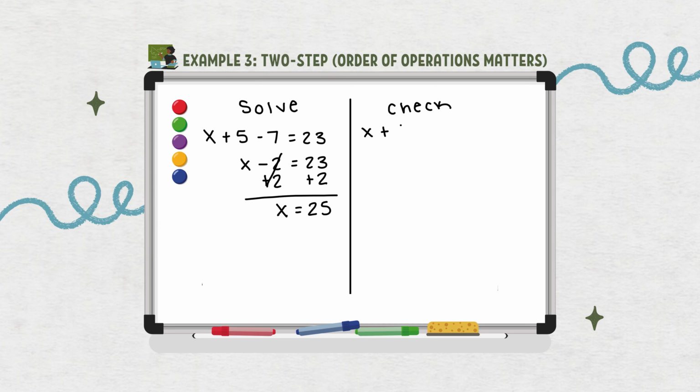Now let's see if this is true. x plus 5 minus 7 equals 23. I'm going to replace x with 25. So we have 25 plus 5 minus 7 equals 23. 25 plus 5 is 30. 30 minus 7 is 23. So therefore, I know that my answer is correct, so I can go ahead and box it in. x equals 25.